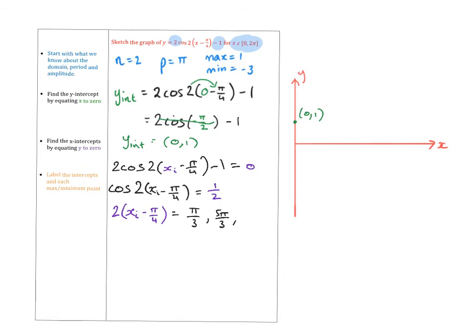We said before by analysing the domain and the period that there's going to be 4 intercepts. So I might as well start by adding 2 pi. So pi on 3 plus 2 pi is 7 pi on 3, and 5 pi on 3 plus 2 pi is 11 pi on 3.